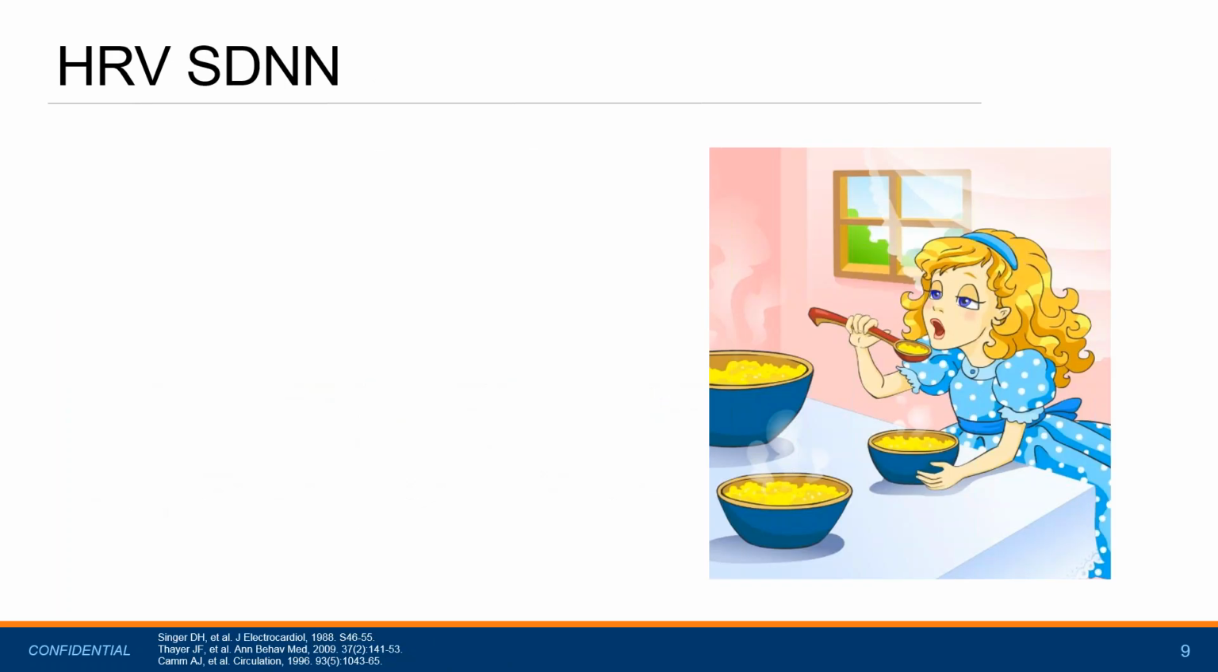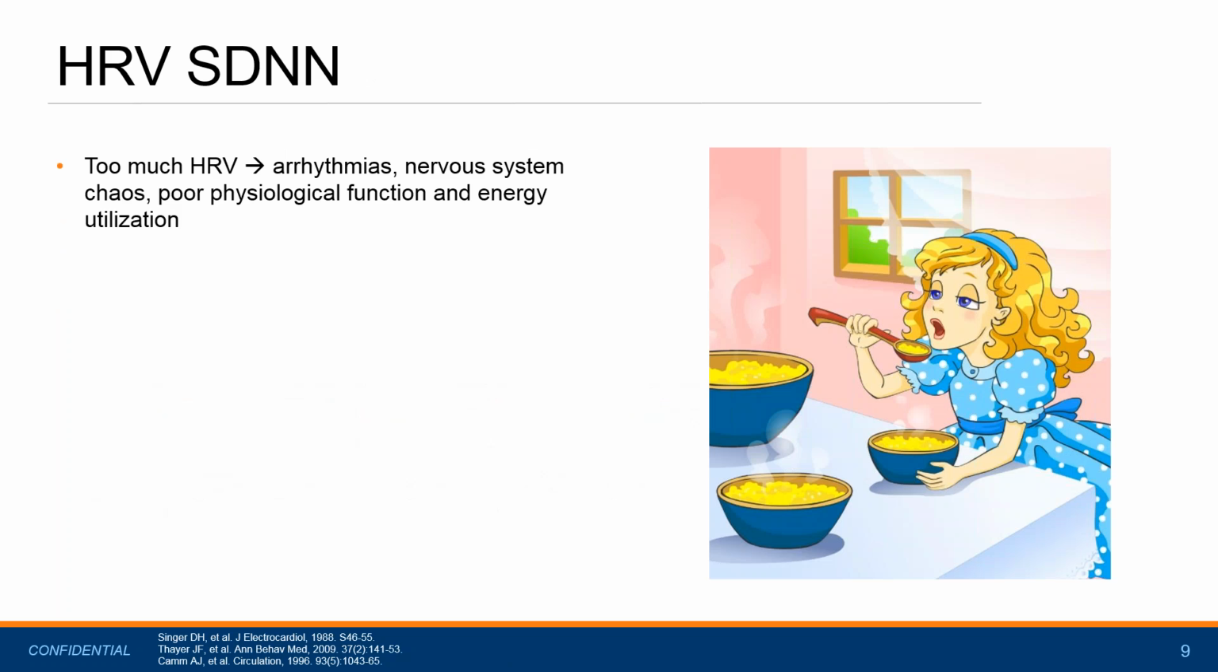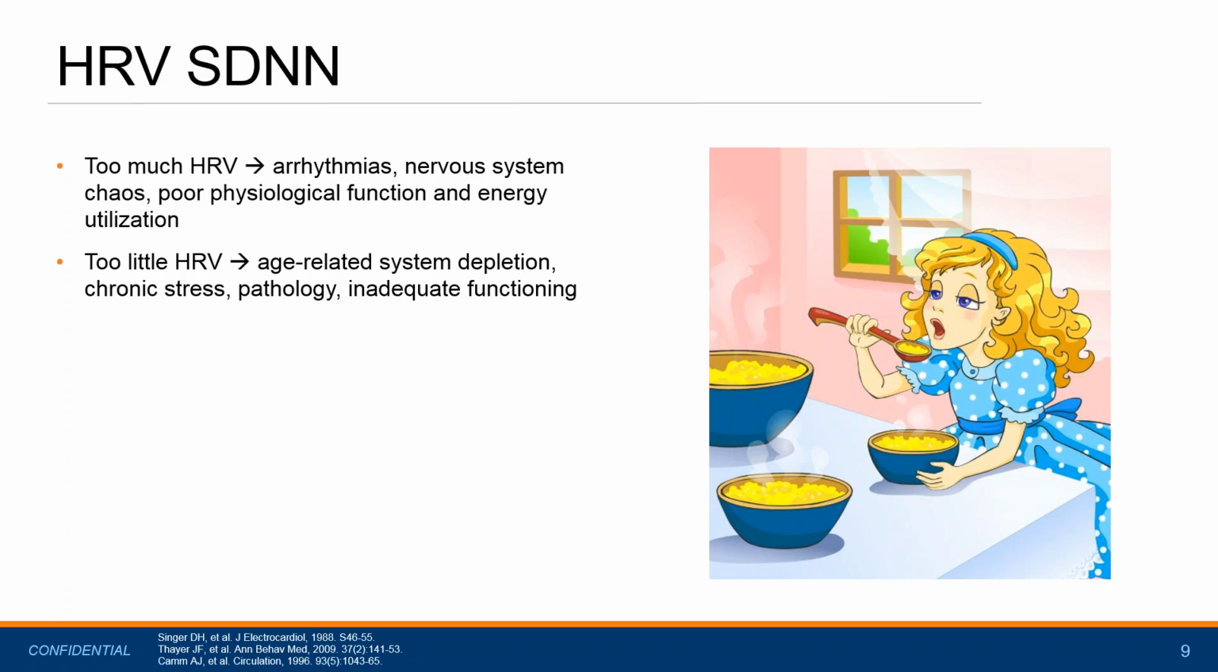When it comes to heart rate variability, it's kind of a Goldilocks rule of thumb. Too much heart rate variability is not good. It can be indicative of arrhythmias. It really just represents a nervous system that's in chaos. It's poor physiological function, and it's poor energy utilization as well. So we definitely don't want too high a heart rate variability, and we also don't want too little heart rate variability.